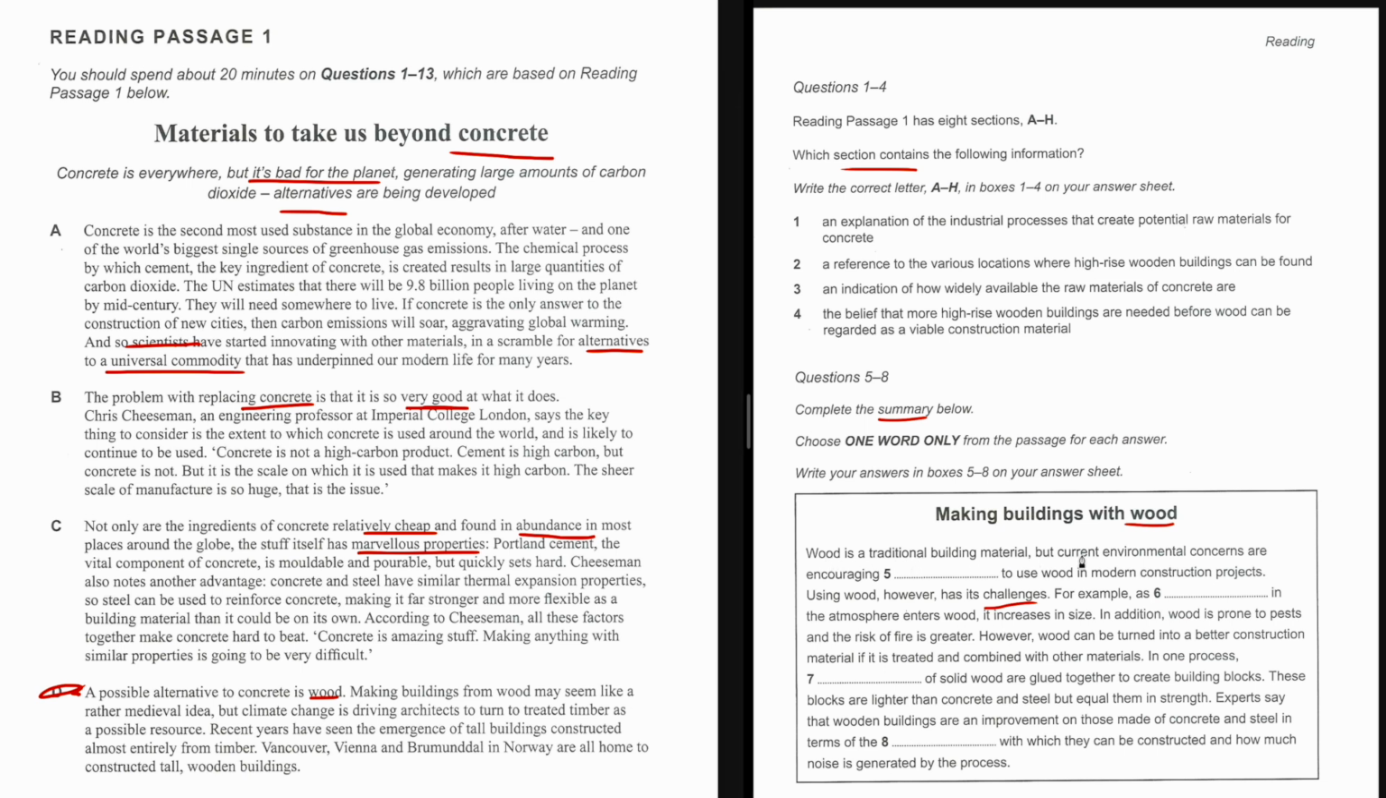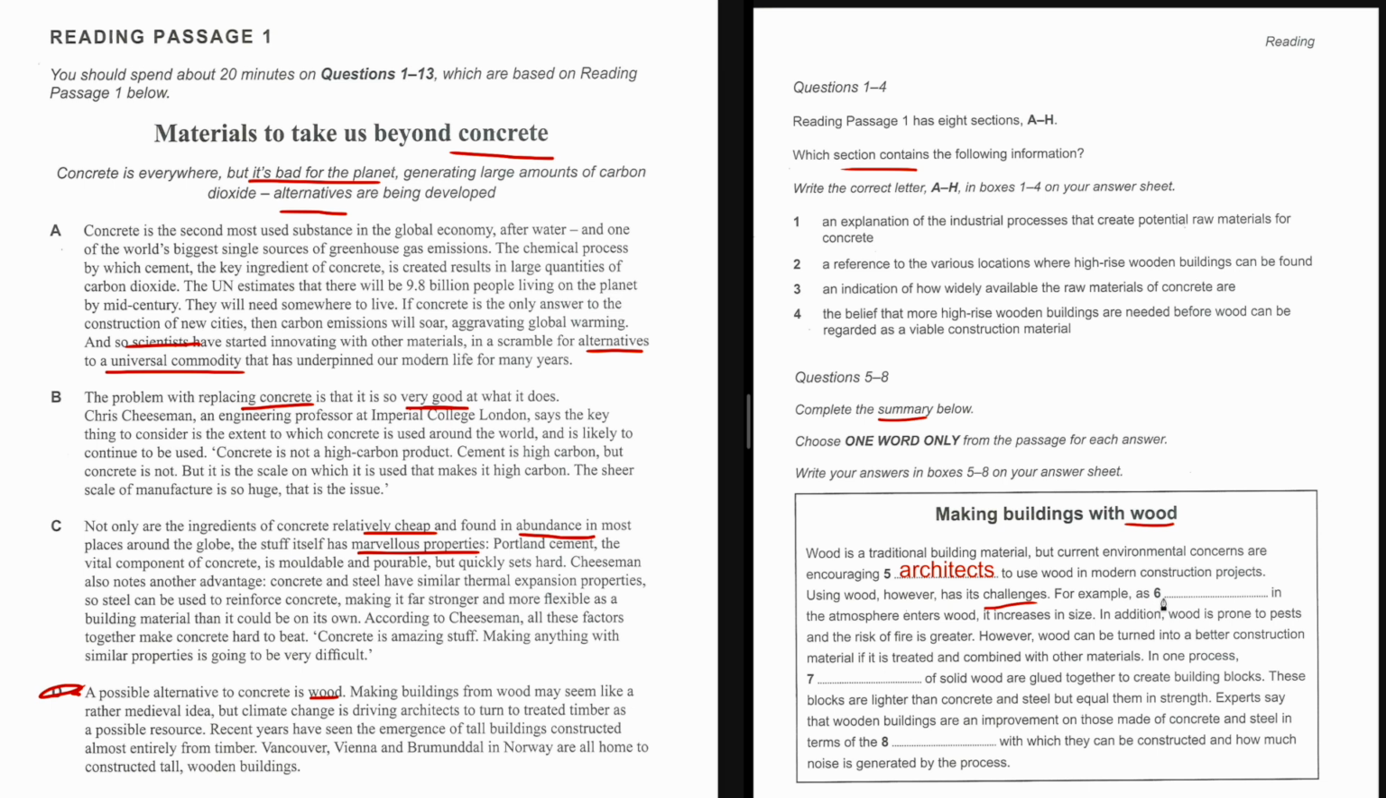So wood is a traditional material, but current environmental concerns are encouraging blah blah to use wood. Encouraging who? It says it is driving architects to turn to treated timber. So driving means encouraging, encouraging architects to do this. So the answer should be architects, right?